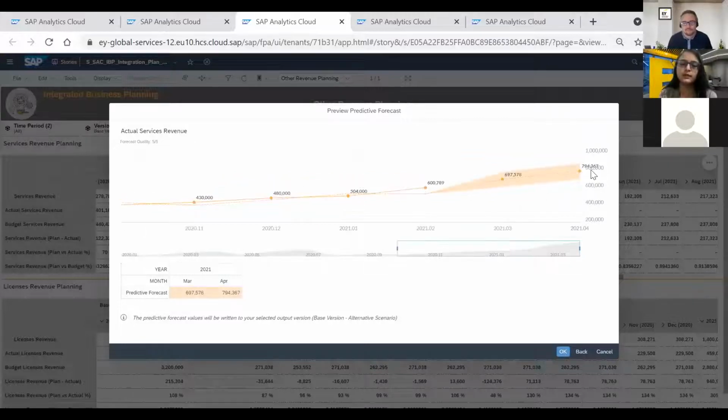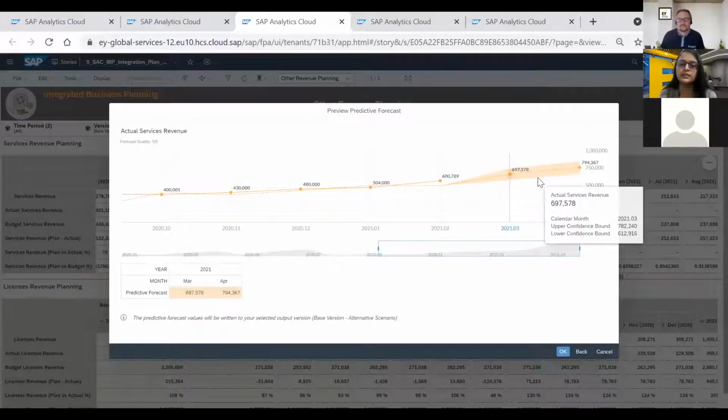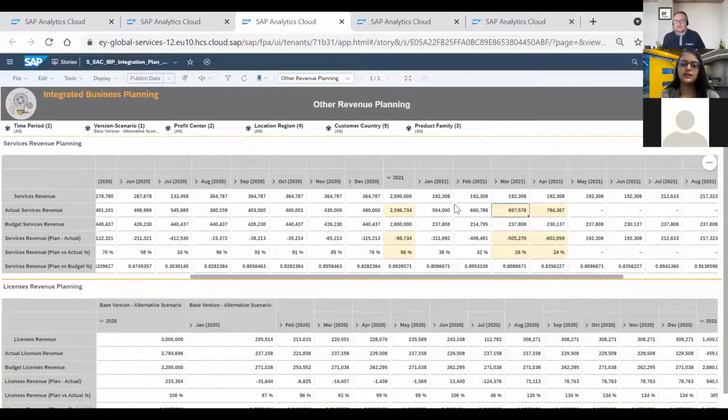Let me zoom in a bit. These are the two predicted months for the future, and the orange ones are the lower and upper confidence limits, which show how accurate the forecast would be. We also have the two numbers here. So let's click OK, and these numbers will now get populated to the table. Now we have these two numbers generated for March and April.